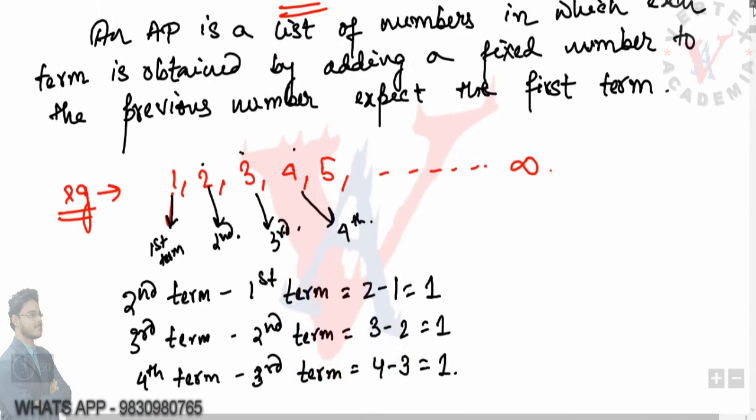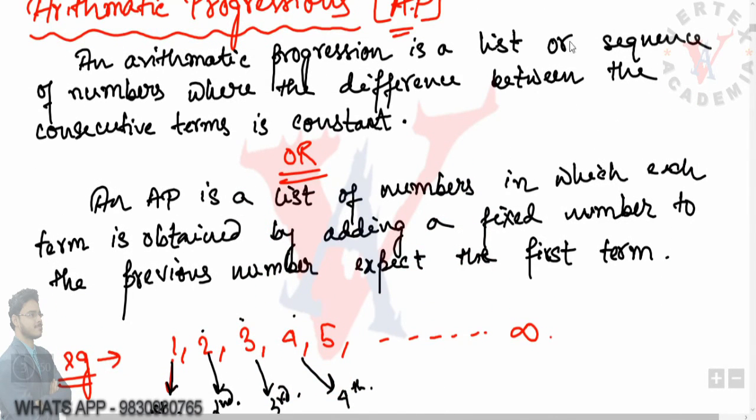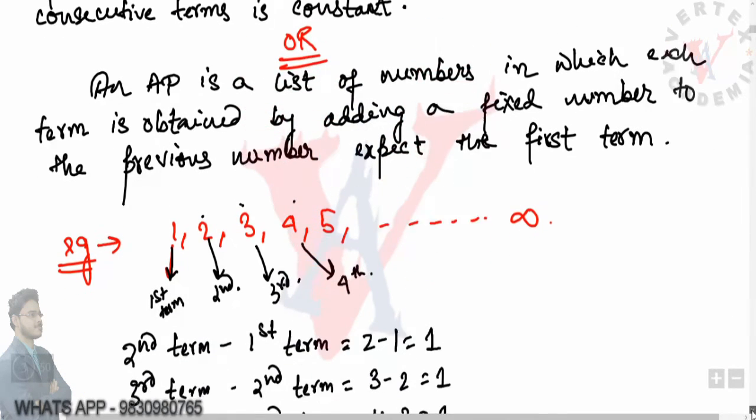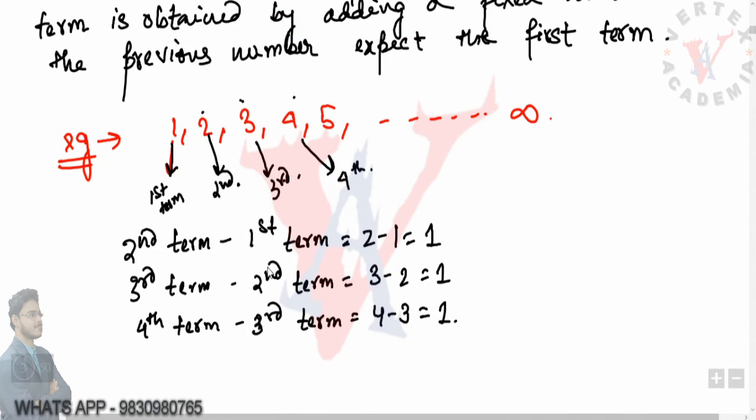So let us go back to the first definition. An arithmetic progression is a list or sequence of numbers where the difference between the consecutive terms is constant. Here, consecutive means first, second, third, fourth, fifth, like that. The difference between first and second term is 1, second and third term is 1, third and fourth term is also 1. So basically the difference between the consecutive terms is constant. Therefore this is an AP, following the rules of an AP. That's why this sequence 1, 2, 3, 4, 5 is an AP.